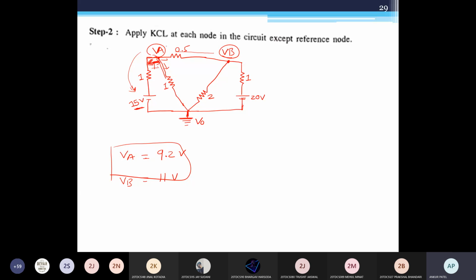I will give you some examples for the nodal analysis. I will give a combined assignment for unit 1 and 2. Whenever I create the assignment, I will inform you, don't worry.